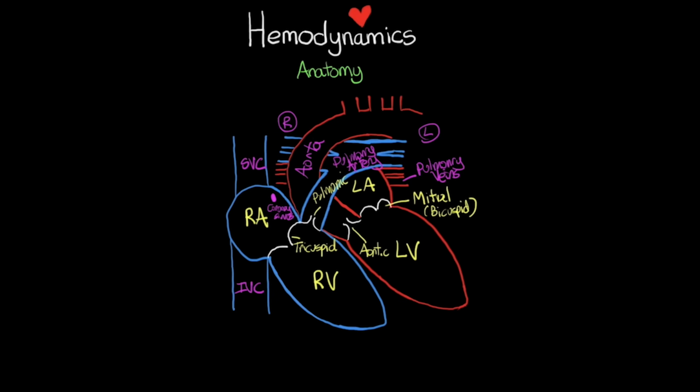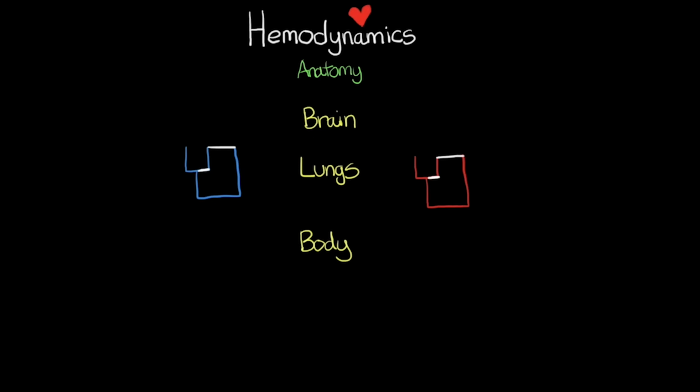The blood is going to pass through the mitral valve into the left ventricle. And then finally, the left ventricle is going to eject that blood through the aortic valve into the aorta and throughout the rest of the body. All right, so let's look at things a little bit differently and have a little bit different picture of the hemodynamics and blood flow through the body.